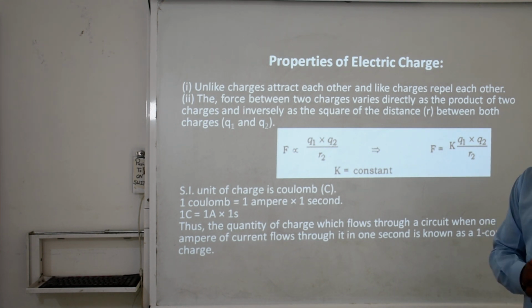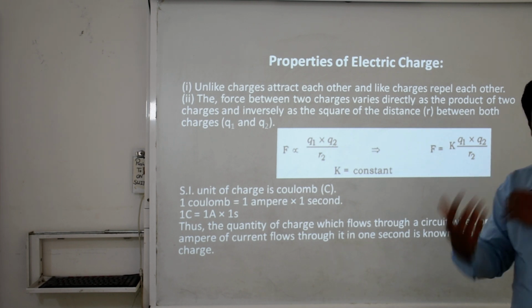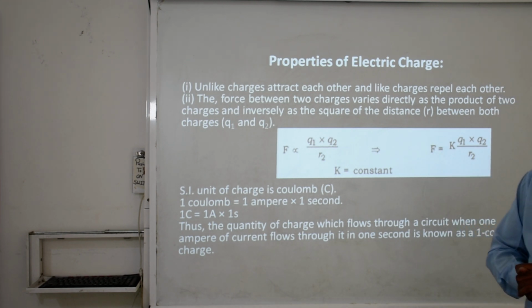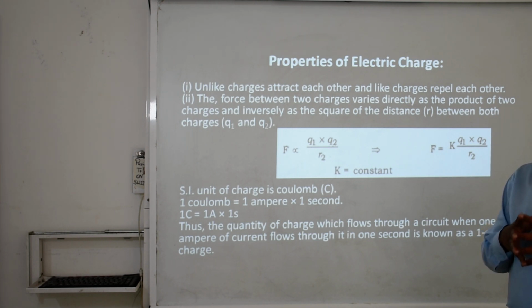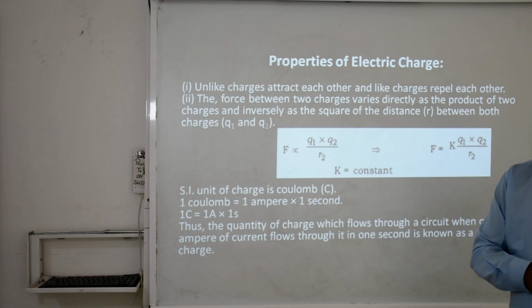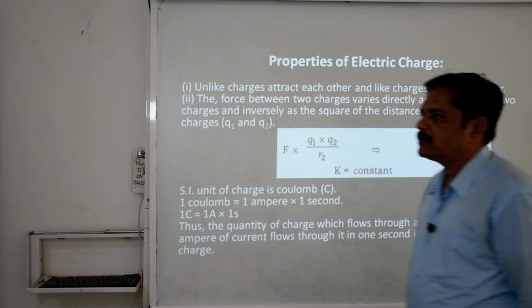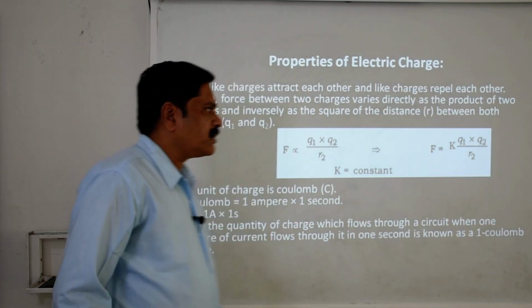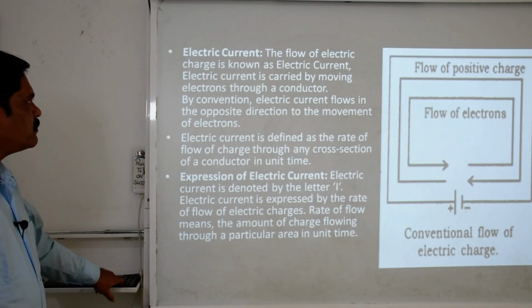If you want to define 1 coulomb of charge, if 1 ampere current passes through a unit area in 1 second, then it will be equal to 1 coulomb. Clear? Remember this fact, what a coulomb is.